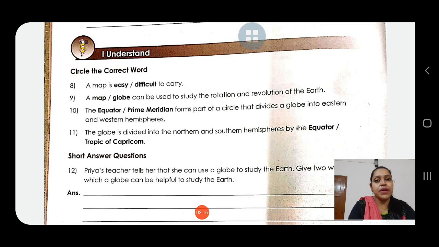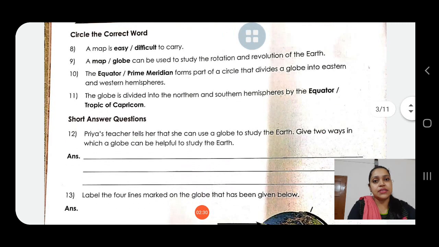So circle prime meridian. Then children, we have number 11, the globe is divided into northern and southern hemisphere by, two options are given, equator and Tropic of Capricorn. It is equator. So circle equator. Then we come to short answer question, which is question number 12. And what is question number 12? It's given, Priya's teacher tells her that she can use a globe to study the earth. Give 2 ways in which a globe can be helpful to study the earth.